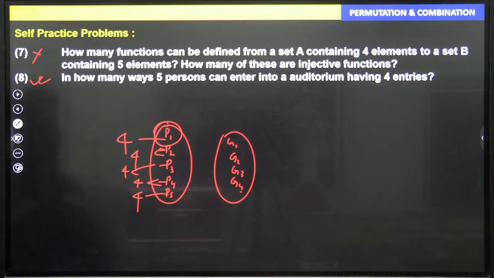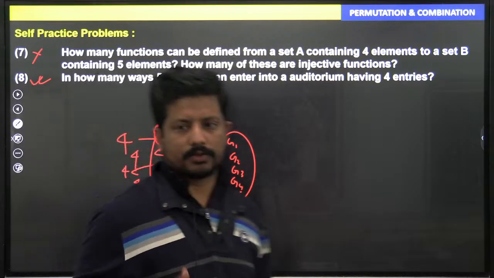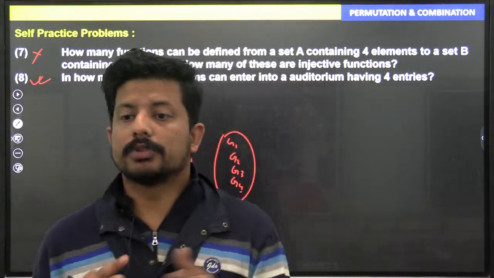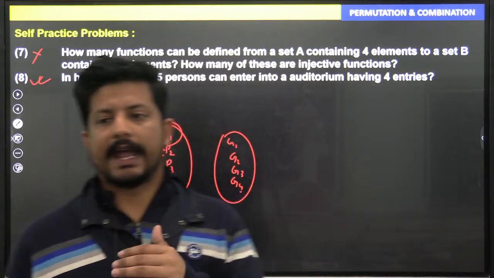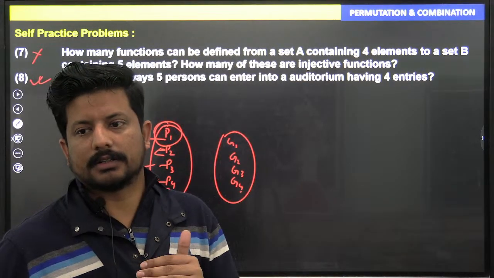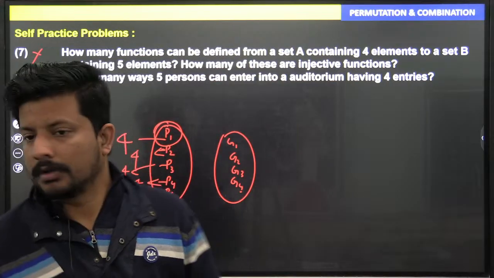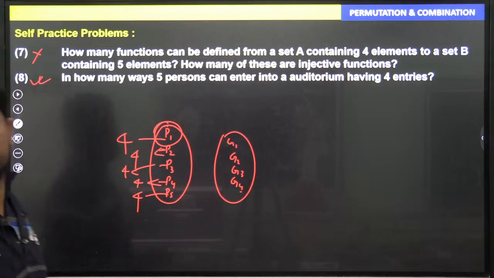Yes or no? All the persons are going to the auditorium at the same time. So we have to use the formula of AND, not add. We are not going to add these numbers. We are going to multiply, because they are going at a simultaneous time.